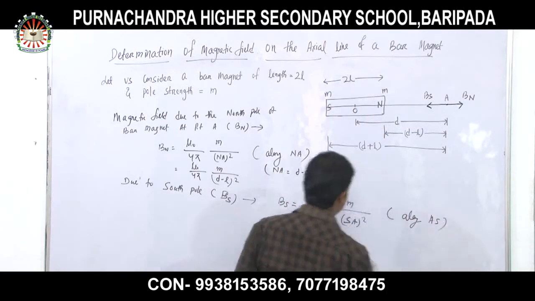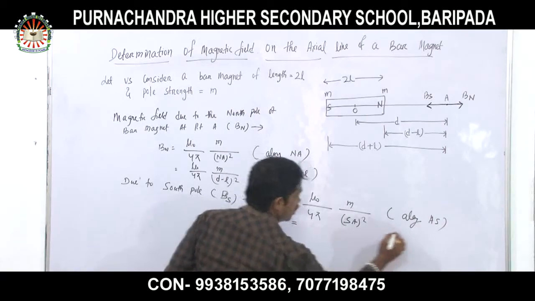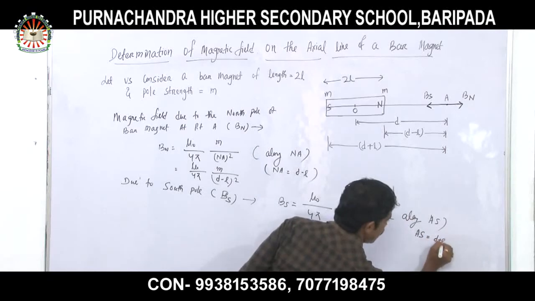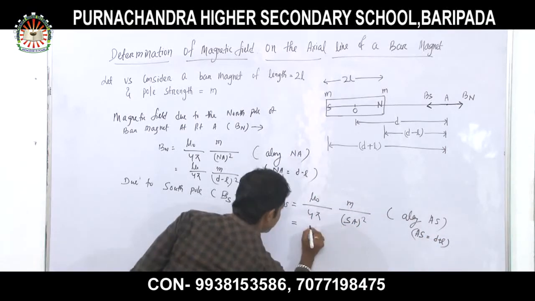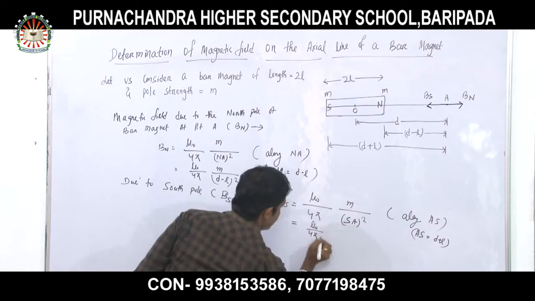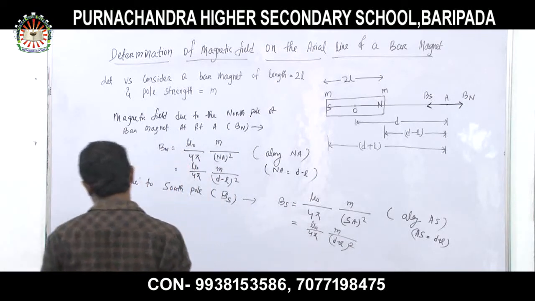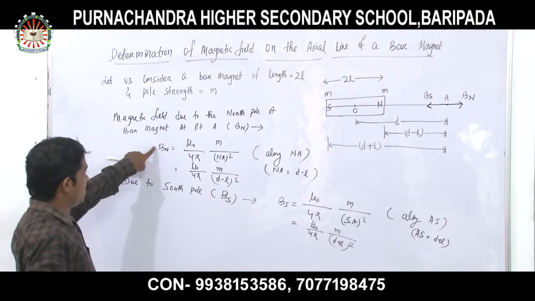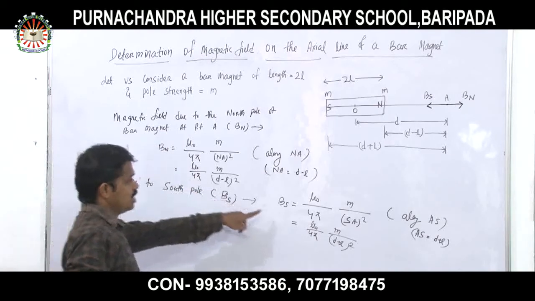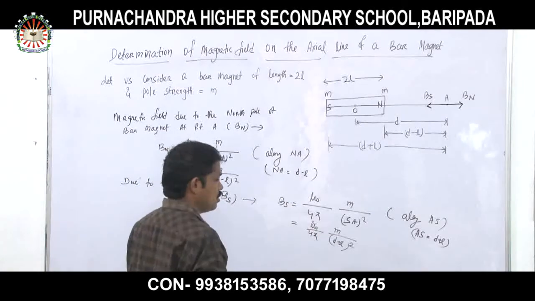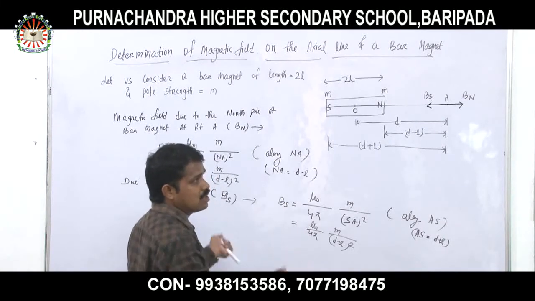So A. Okay. And what is the value of the distance? The distance is D plus L. So let us put it here. So mu 0 divided by 4 pi m divided by D plus L whole square. Okay. So now we got the magnetic field due to the north pole, the magnetic field due to the south pole. Next we will find out the resultant one. That means we have to find out the addition.